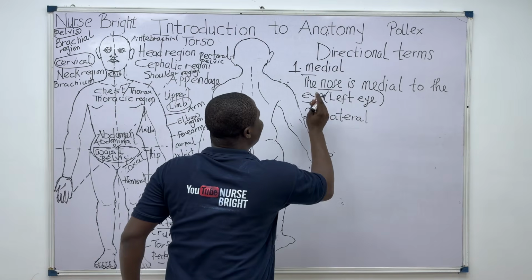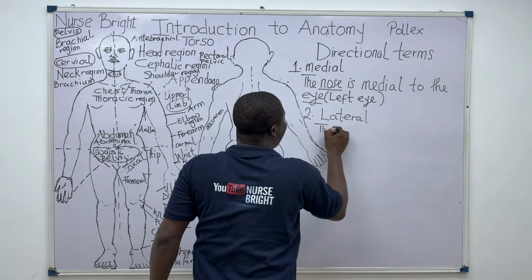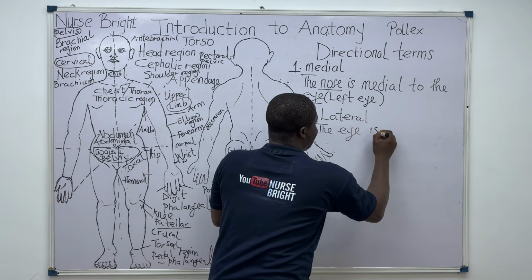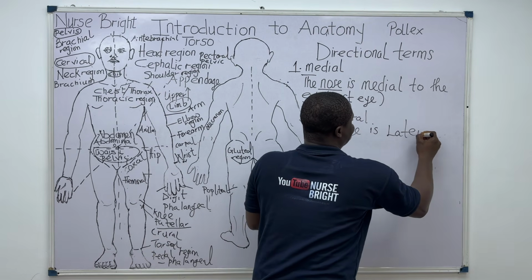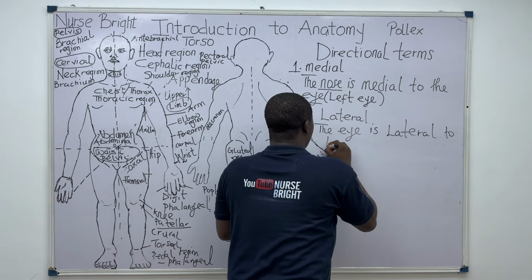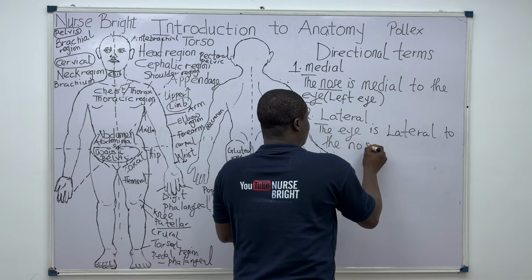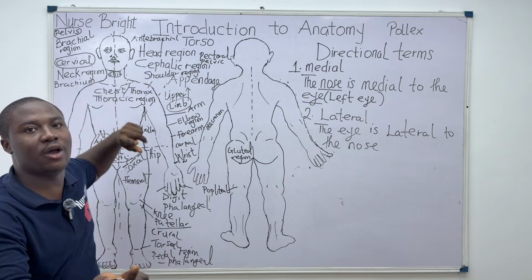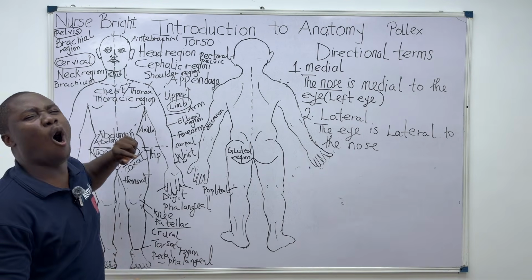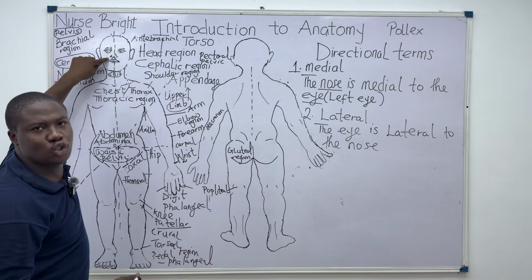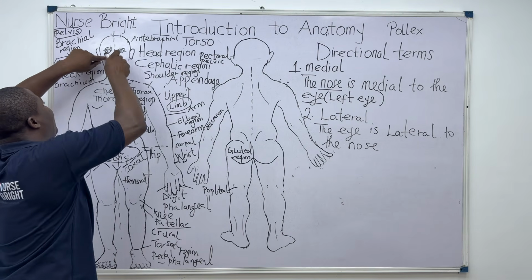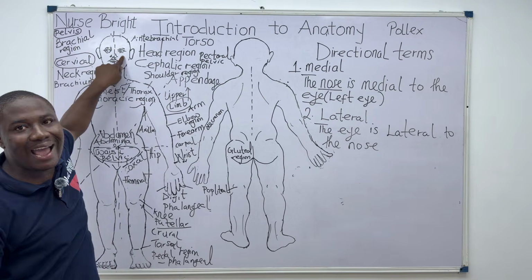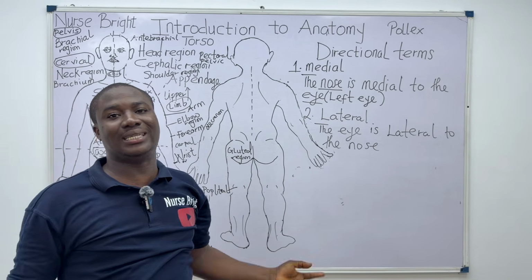Very correct. So in this case now, if you are using any of the eyes, the left eye or right eye, it is lateral, pay attention, to the nose. Very correct. Because the eye is farther away from the mid-plane in comparison with the what? Nose. Which one is closer to the mid-plane? It is the nose. Which one is farther away? It is the eyes. That's why the eyes is lateral. It's not hard. It's very easy.